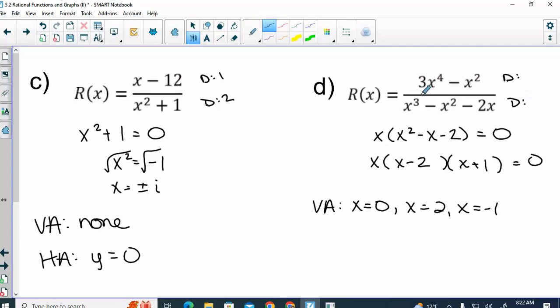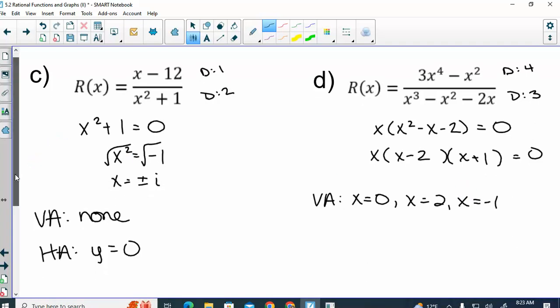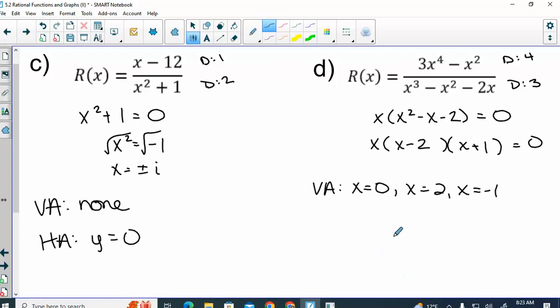All right. So what's the degree of the top? 4. The degree of the bottom? 3. It's oblique. So if I have an oblique, do we have horizontal? No. So for an oblique, the only way we are going to get it is division. Okay, so my denominator is what goes outside. Inside, we have 3x to the 4th. I'm going to go ahead and put a 0x cubed as a placeholder.